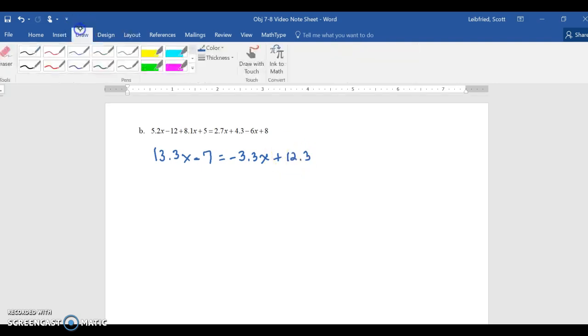So again, we go back, we draw our line to separate our equal sign. We're going to put the variables on this side. We're going to put the numbers on this side. And we're going to start by doing the x's first. So this -3.3x needs to be added to both sides.